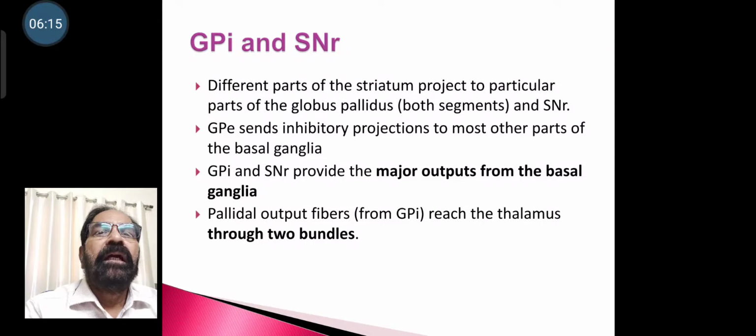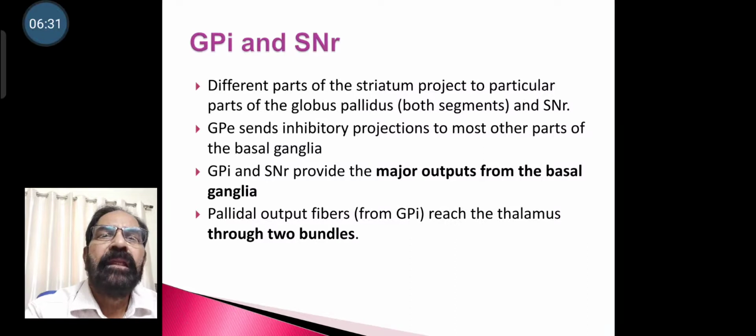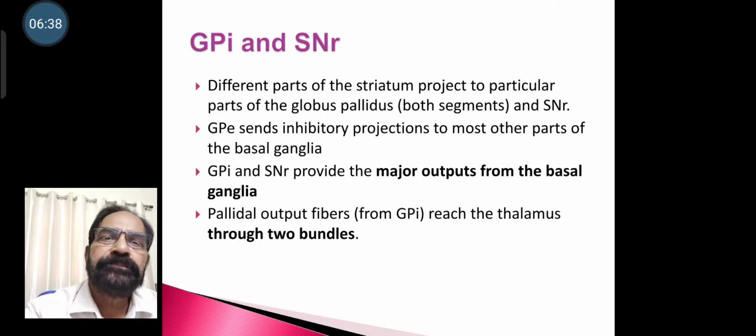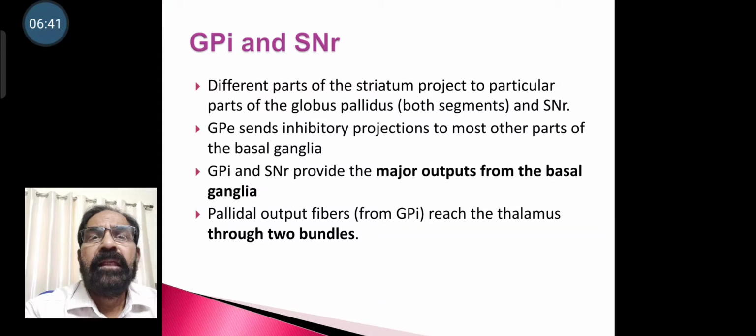So, globus pallidus internal and substantia nigra reticular: different parts of striatum project to particular parts of globus pallidus, both segments, and also substantia nigra reticular. The GPE, external, sends inhibitory projections to most other parts of the basal ganglia, whereas the globus pallidus internal and substantia nigra reticular provide the major outputs from the basal ganglia.